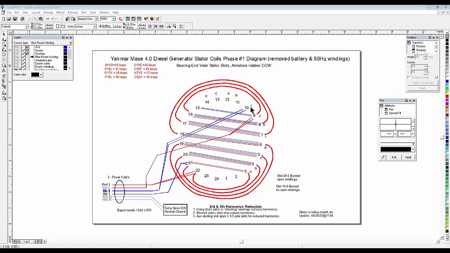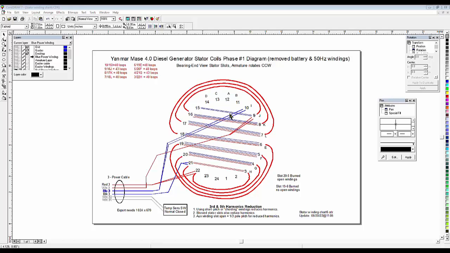So it spans what? 1, 2, 3, 4, 5, 6, 7 slots. It spans 7 slots. This one right here spans 1, 2, 3, 4, 5, 6, 7, 8, 9 slots. And this one spans 1, 2, 3, 4, 5, 6, 7, 8, 9, 10, 11 slots. So this is how we get our harmonic reduction. By changing the slots for each winding, it helps cancel out the harmonics, and that's the main purpose why this was designed this way.